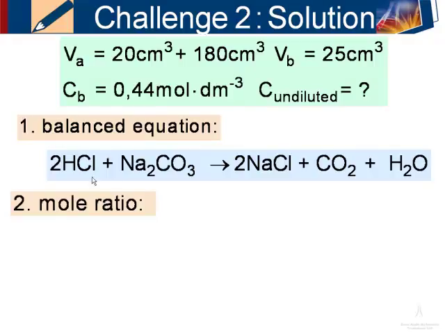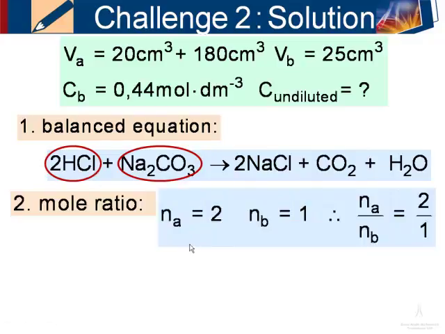Step 2, from the balanced equation, we must then give the molar ratio. These are the substances that we are dealing with, the hydrochloric acid and the sodium carbonate, the acid and the base. And that is the molar ratio. The number of moles of the acid is 2 and the number of moles of the base is 1. We basically take the coefficient in front of the substance.